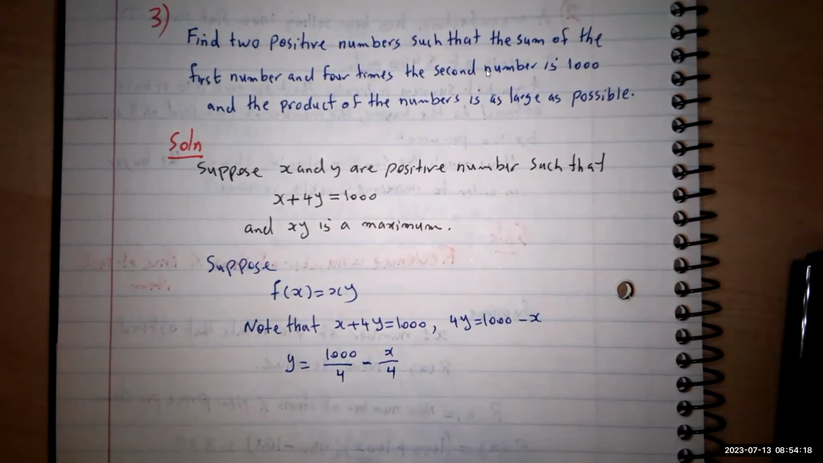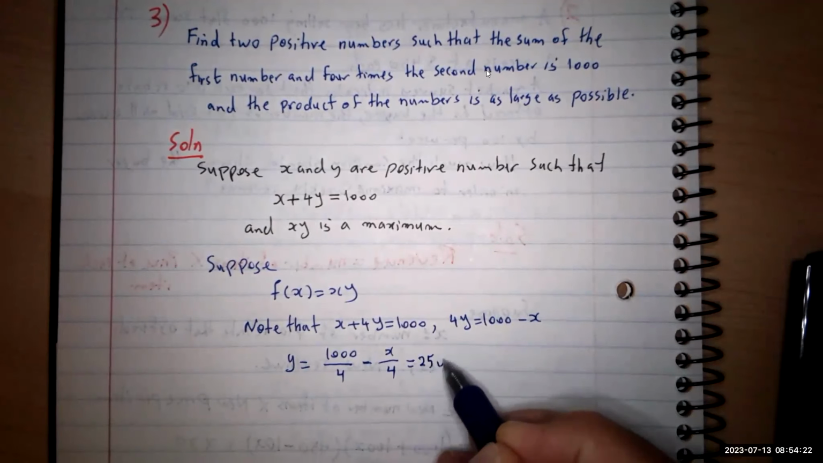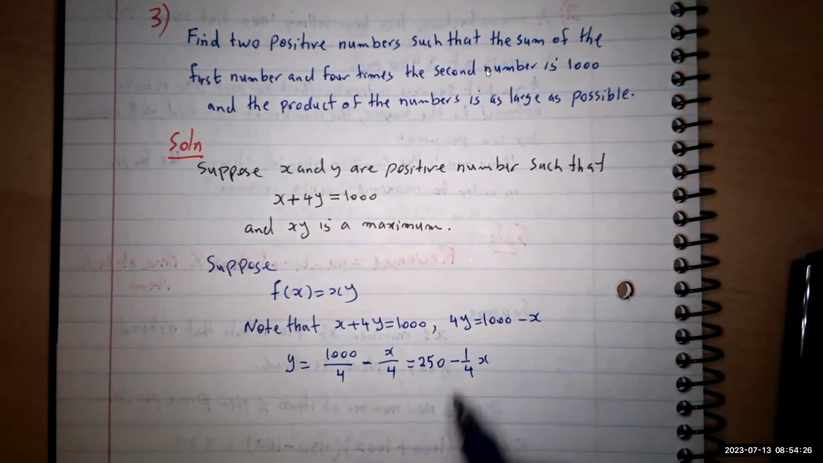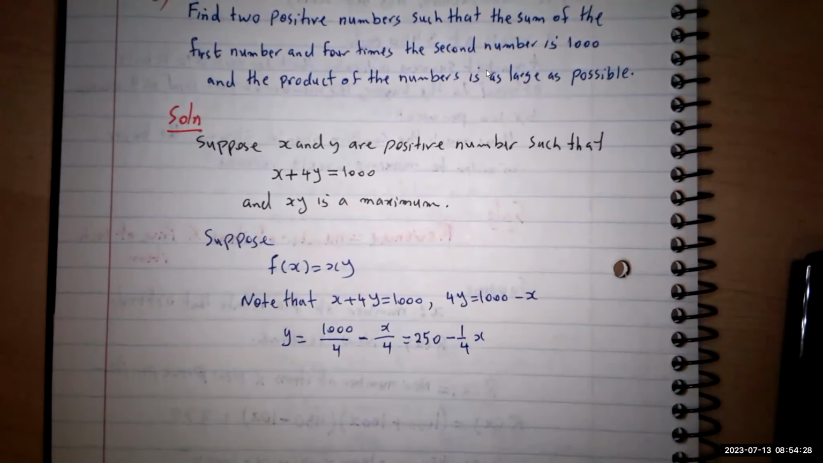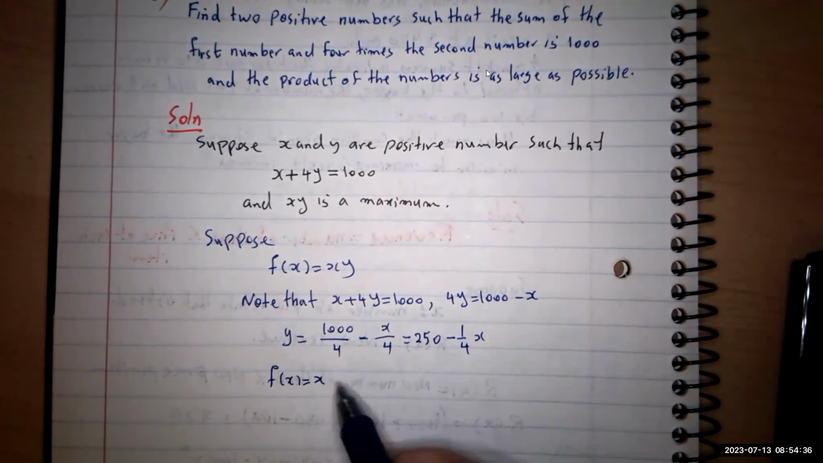Okay, 1000 divided by 4 gives you 250. And that would be x over 4. You can write down a quarter of x. This is your y. Now go back, substitute here, then you have a function. So your function f of x is x times y.